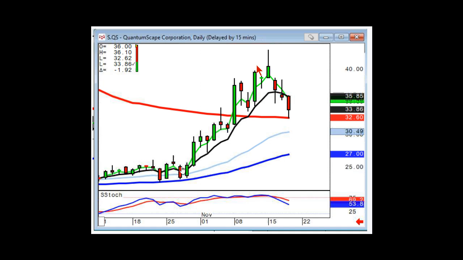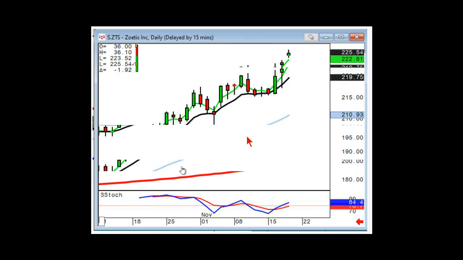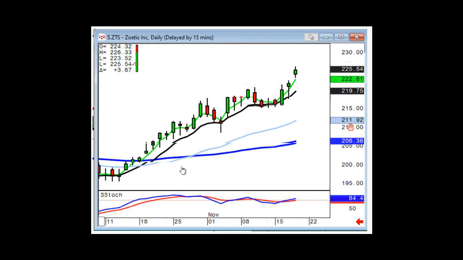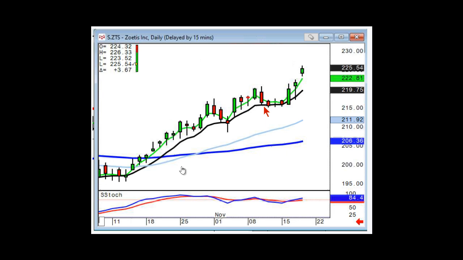QuantumScape is a toughie. Now it came right down to the 200. Notice it came up through the 200, came right back. It better be trading positive from here, telling you they're starting the next uptrend. There's your J-hook type pattern. I wouldn't be a buyer here. Oh, sell. I would stay long until you see a sell signal.